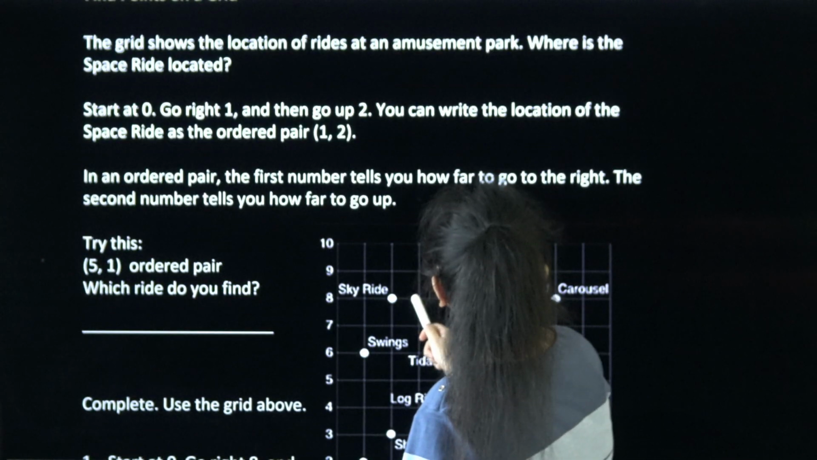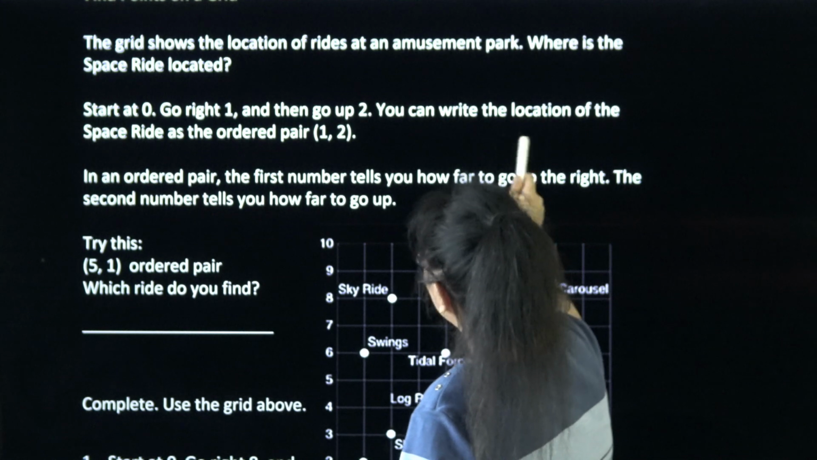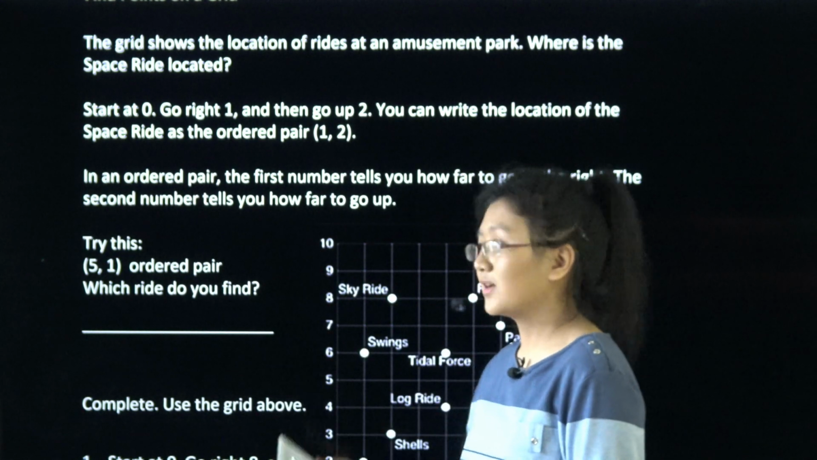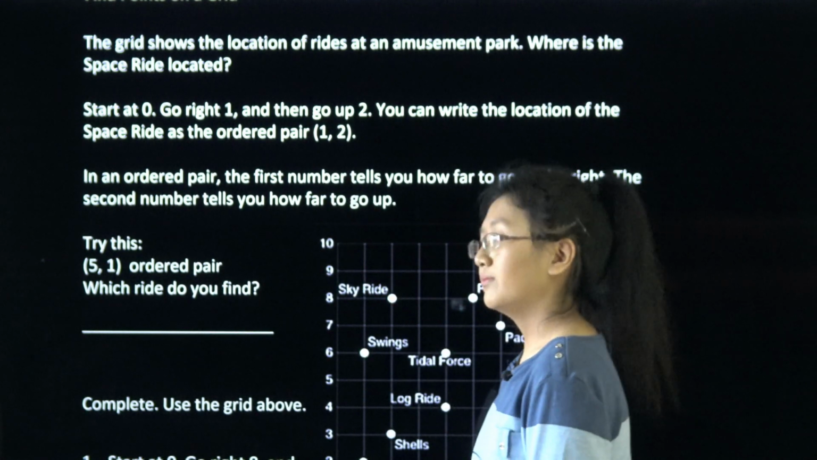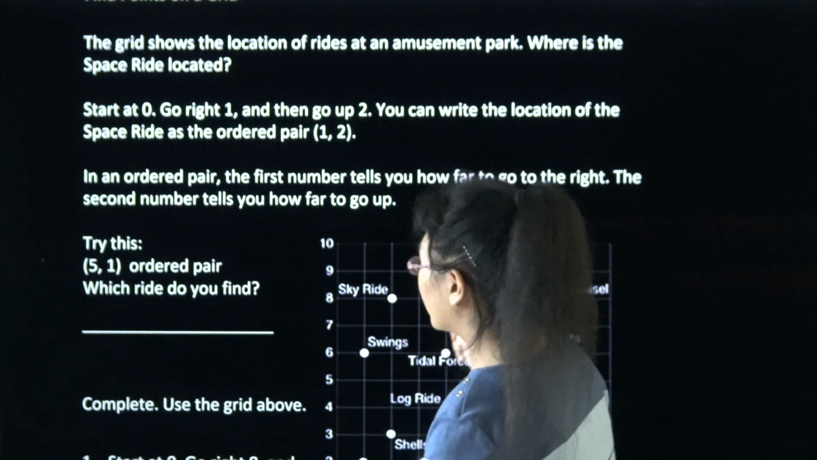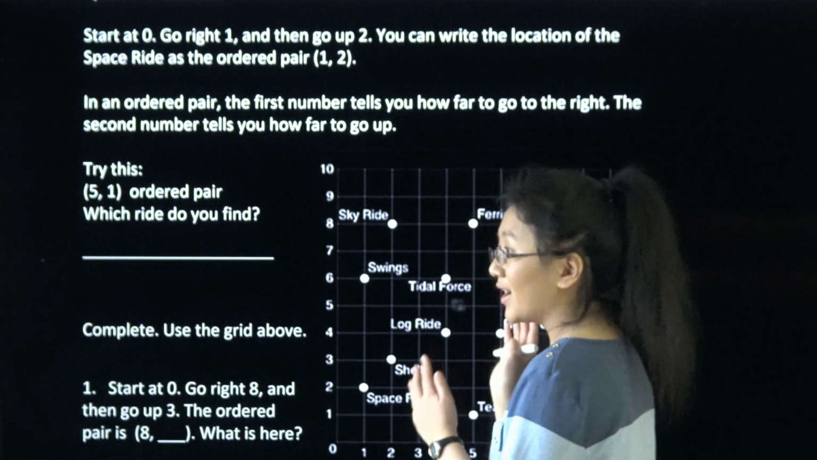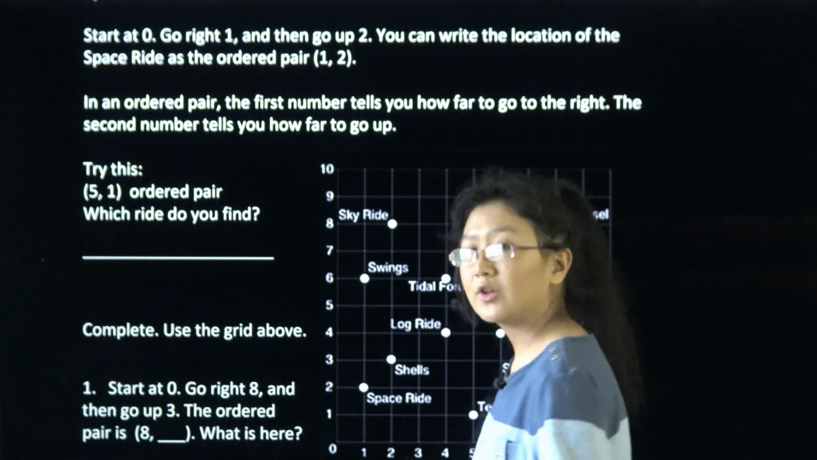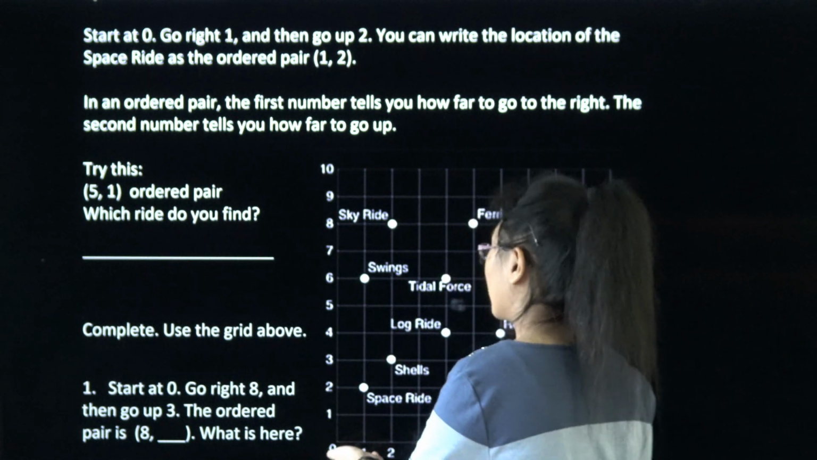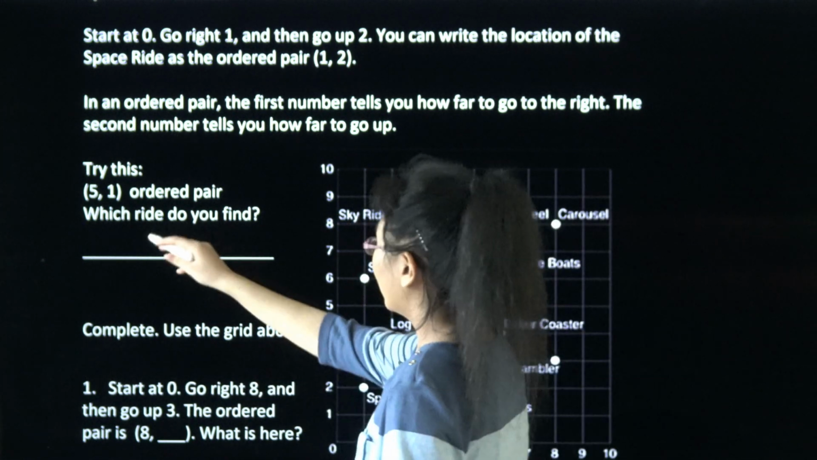So that results in the location of the space ride being written as an ordered pair, 1, 2. So in the ordered pair, the first number tells you how far to go to the right, if it's positive, but we're going to talk about the negative ones later. The second number tells you how far to go up. So let's try this.